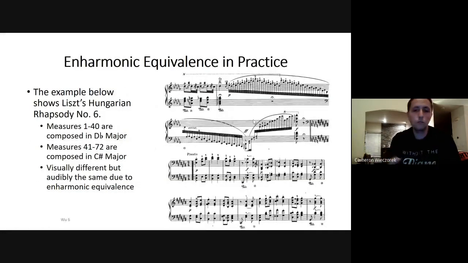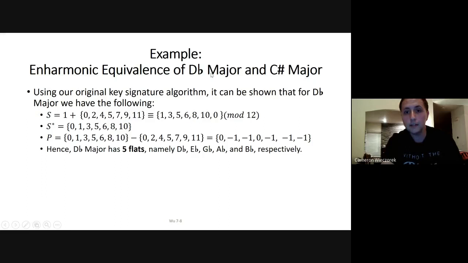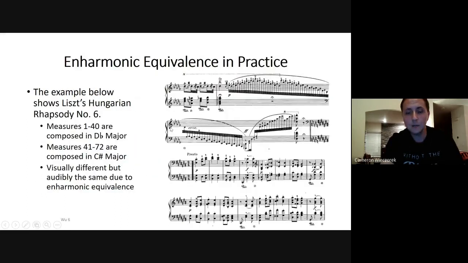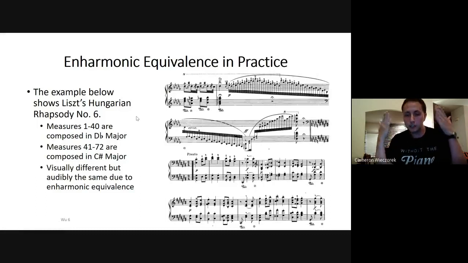In practice, where could this be seen? This is just an example of a composition by Liszt. This is the Hungarian Rhapsody number 6. Interestingly enough, the first 40 measures are composed in D flat major, and then measures 41 through 72 are composed in C sharp major. And remember, D flat major, C sharp major, enharmonically equivalent. So when listening to the piece, you're not going to detect any change in key signature just by listening.